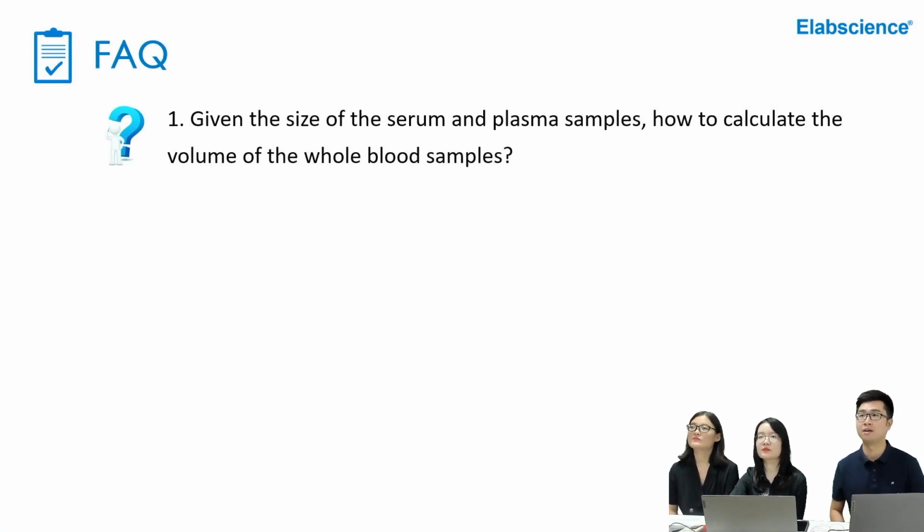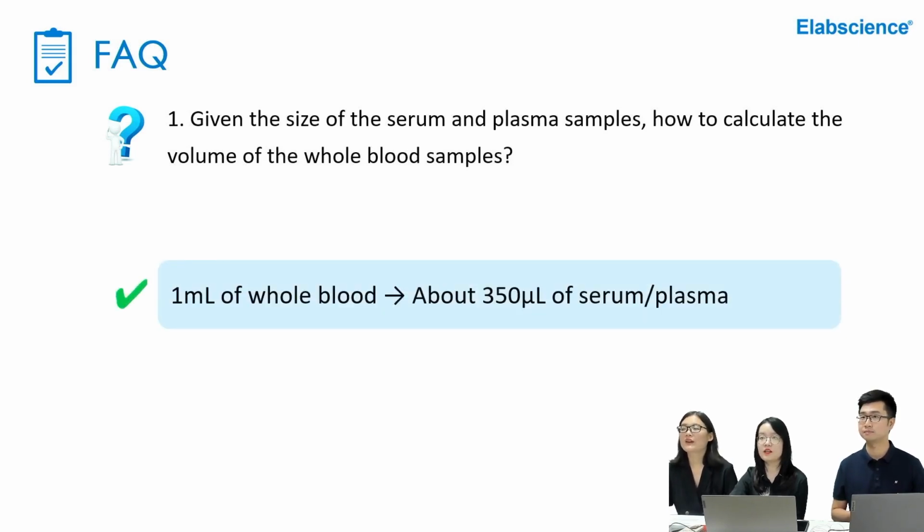Question number 1 from our customer. Given the size of the serum and plasma samples, how can you calculate the volume of the whole blood samples? About 350 microliter of the serum or the plasma samples can be prepared from the 1 milliliter of the whole blood. Therefore, it is advisable to collect the whole blood with more than threefold the volume of the expected serum and the plasma. All right, thank you, Vivian.